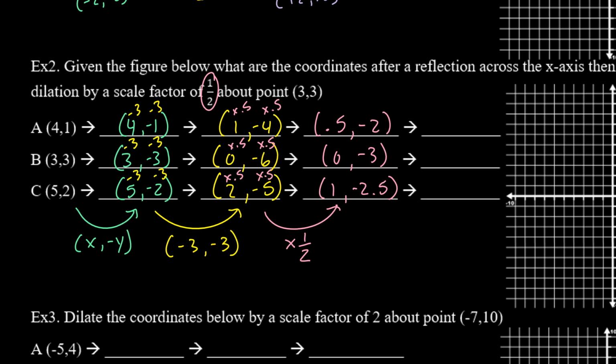Now that I've dilated, what's my next step? Yes, now you need to add your point of dilation back on. So we're going to add 3 to everything. So I get 3.5, 1, 3, 0, 4.5.